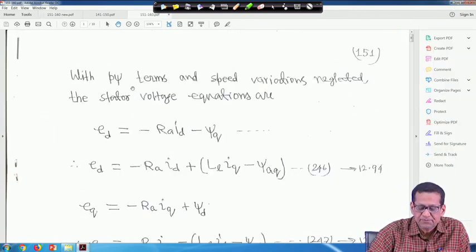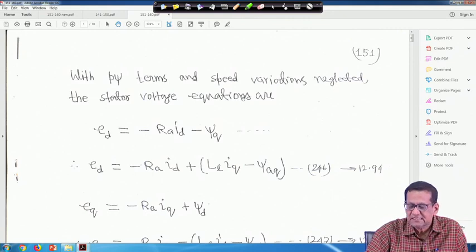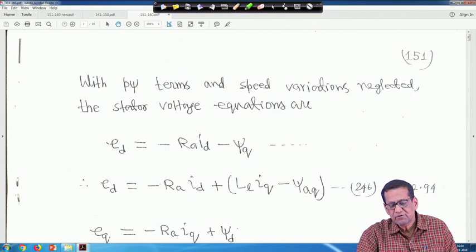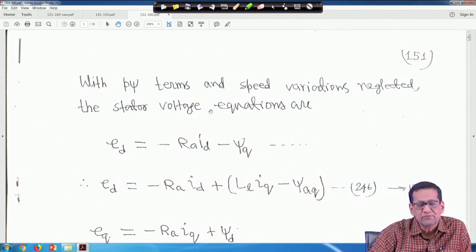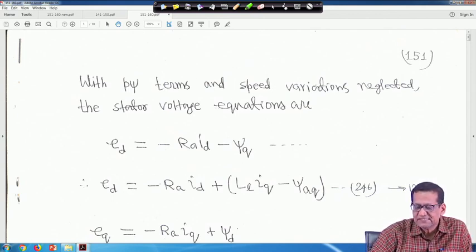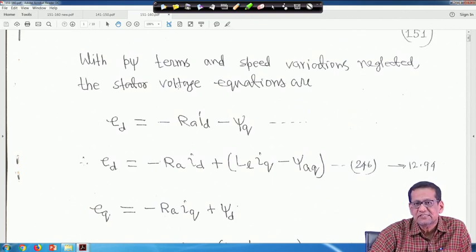Now, with p psi terms and speed variations neglected, the stator equations are as follows. If you go to the stator voltage equations, because we have to find out 2 more constants k5 and k6, with p psi terms and speed variations neglected, the stator voltage equations will become, if you go back to the stator voltage equations and make this small exercise, you will get Ed.